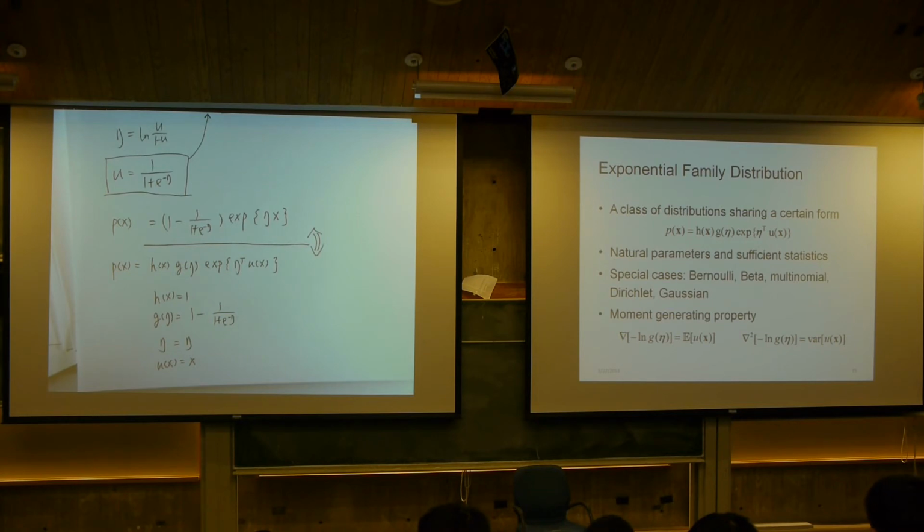The next question is why we care about this general form. Are there any nice properties with respect to this exponential family distribution? The answer is yes. And the most important one is called the moment generating property, which is very elegant.